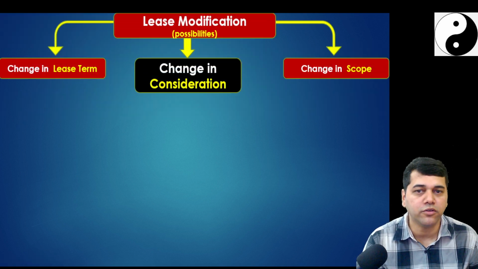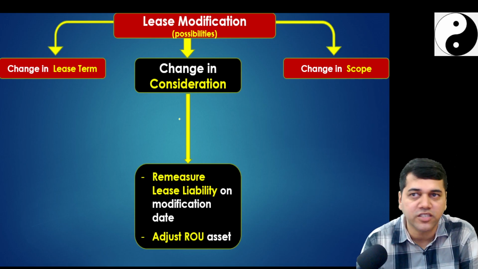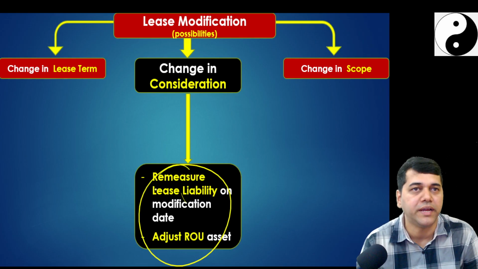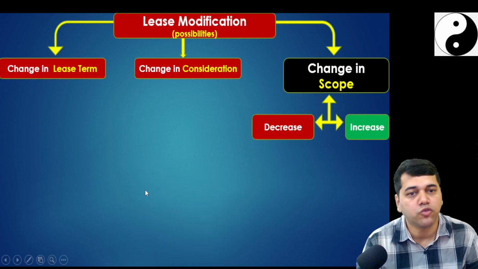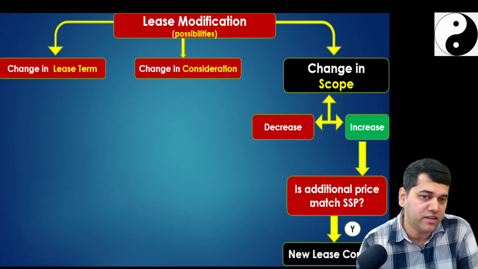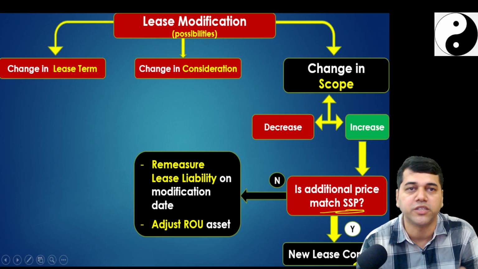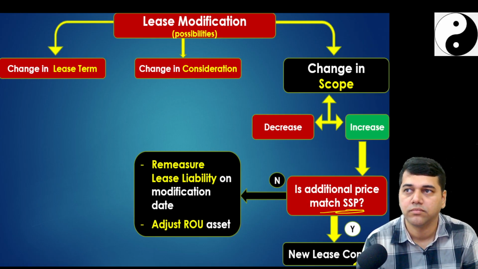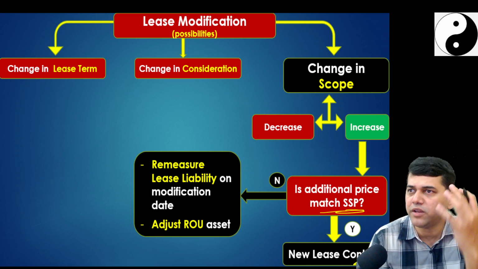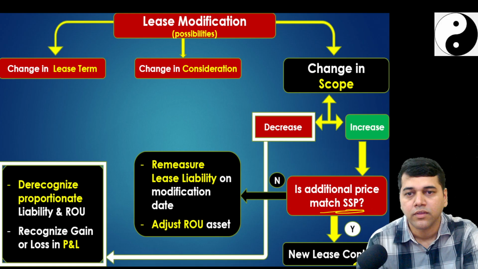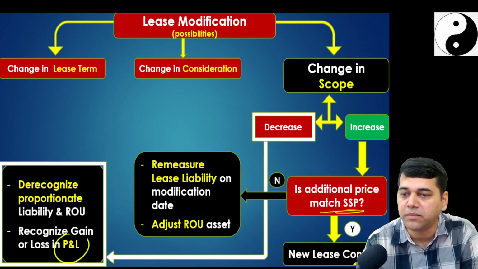So 3 scenarios. If only the consideration is going to change, plus or minus, remeasurement and no P&L. If scope is going to increase, check whether the additional price matches the SSP; if yes, new contract, no remeasurement. And you are able to figure out the logic, no? Makes sense to you, what they are trying to tell there. If it is a decrease, P&L comes into picture.